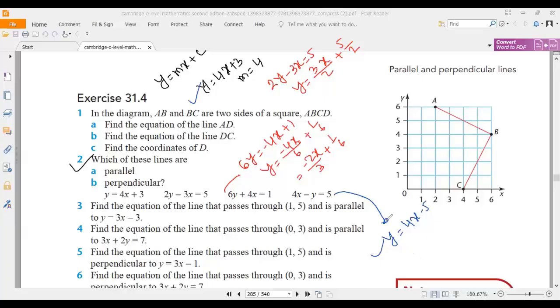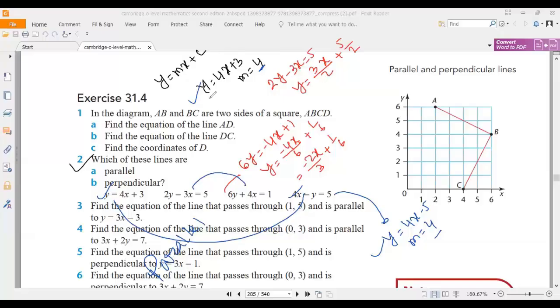In the first and fourth equations, we can say that the gradient is the same. Both gradients are 4. These two lines are parallel. And what about these two lines?